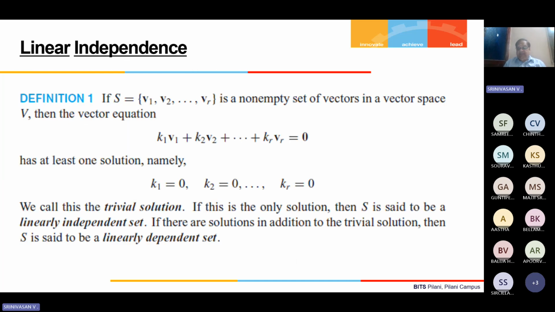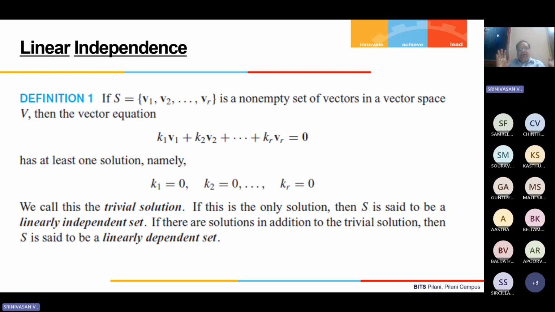Linear independence. Supposing you have a linear combination equal to 0, there are two possibilities. It is possible only when all the scalars are equal to 0, that is, each scalar must necessarily be equal to 0. Or not all scalars are 0. These are the two possibilities.